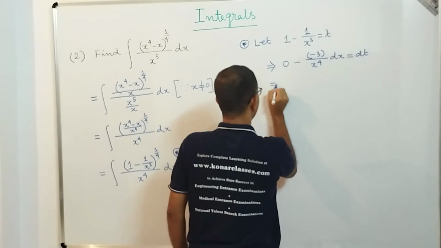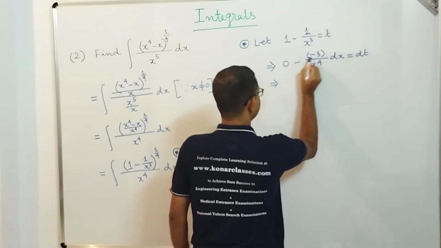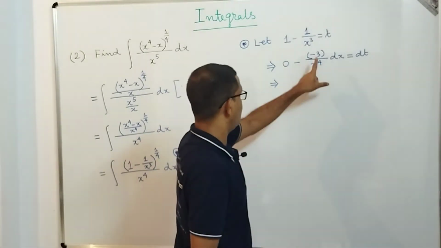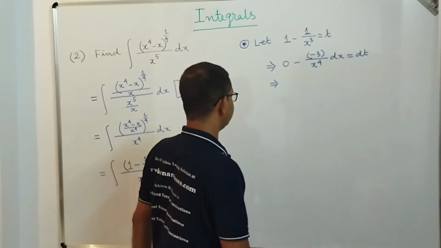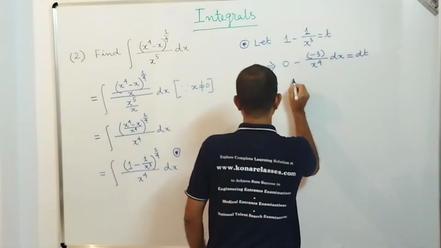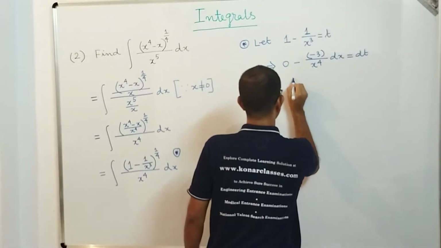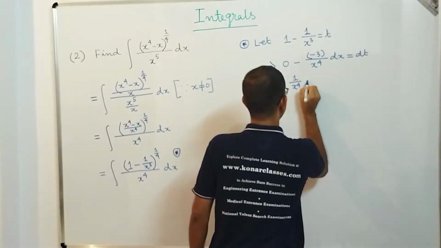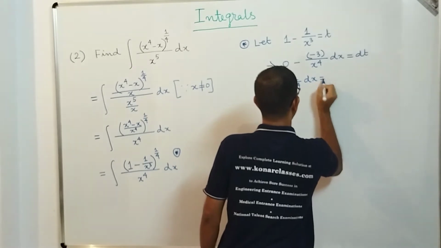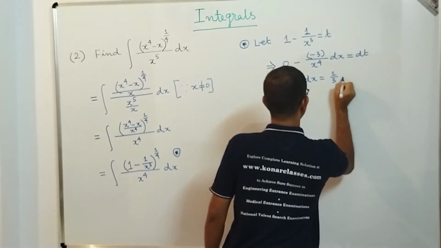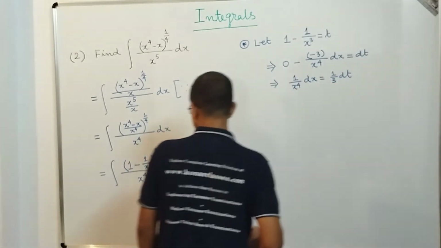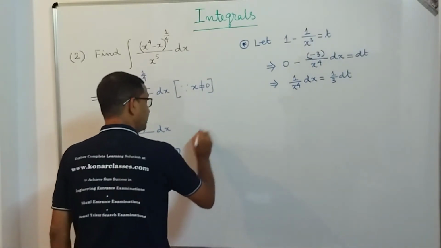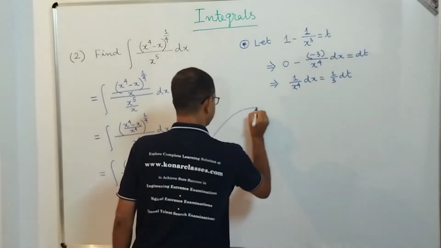So from here what we get, dear students, this minus and minus become plus. So 1 by x to the power 4 dx is equal to 1 by 3 dt. So we can write that 1 by x to the power 4 into dx is equal to 1 by 3 into dt. Now dear students, if we replace this one, so this integration becomes what?